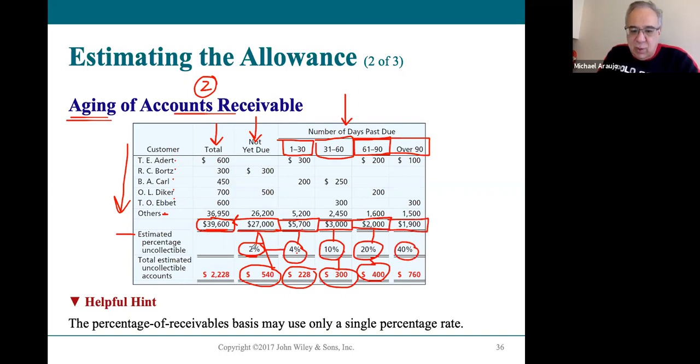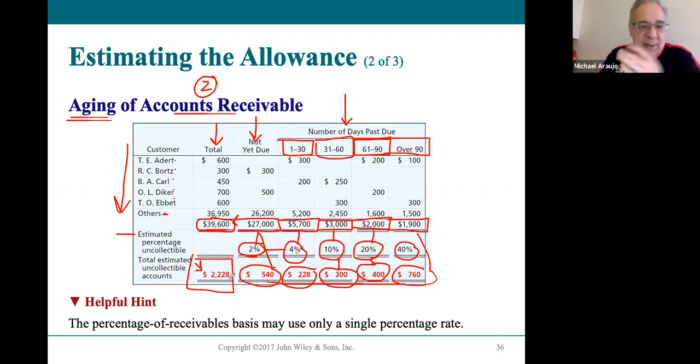So here they got 20 times their normal. 760 of that they don't think they're ever going to see. When you add all these up, this is what their allowance account should be. $2,228. Okay. And if this is their very, very first year doing this, that would be exactly what they would write off as their bad debt.